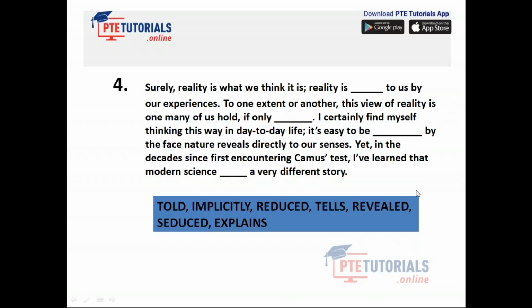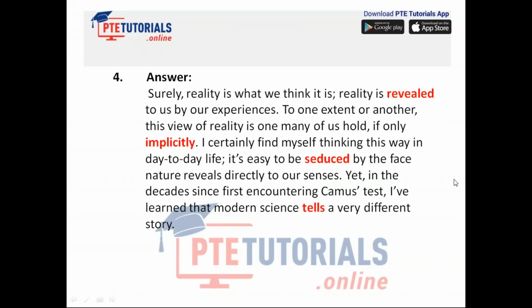Check the answers. This is the last question, I suppose. Surely, reality is what we think it is. Reality is revealed. This is the collocation. Reality is revealed to us by our experiences. This view of reality is one many of us hold, if only implicitly. If it will be held implicitly, only then we will be able to view the reality. Then I certainly find myself thinking this way in day-to-day life.